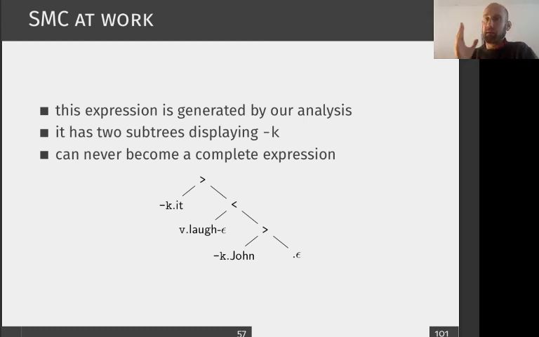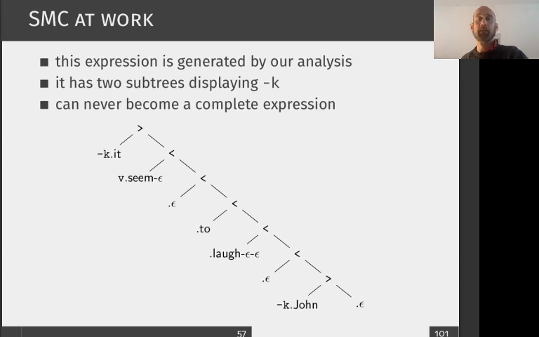We're almost done. The SMC at work. This expression here is generated by our analysis. It has two maximal projections whose first feature is minus k, namely the leaf it and the leaf John. We can still do stuff to it, but we can already look at this and say we can never get rid of those minus k features. Never. If we add a plus k feature somewhere, the SMC is going to say you can't move anything to check it because there are at least two guys in there. So this expression, even though you could still do stuff to it, is dead in the water. It can never, ever become a complete expression.